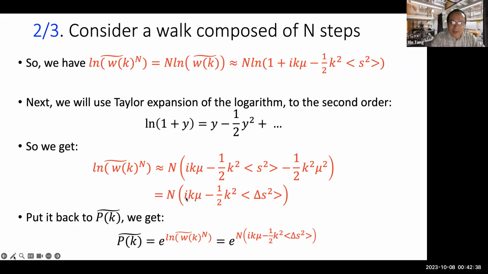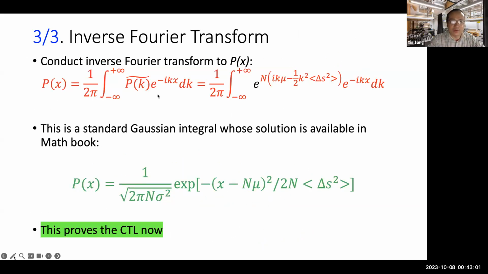Finally, this gives us this, and we can put it on top of the exponential, as we just mentioned. Then the Fourier transform of p(k) equals e to the power of this. Now we do the inverse Fourier transform: multiply by e to the power of minus ikx and integrate with 1 over 2 pi. Then there are two exponential terms multiplied together, and we do the integration. We will not have time to calculate it directly.